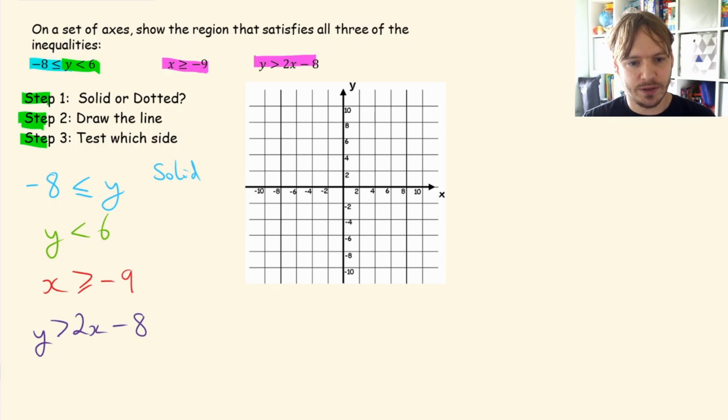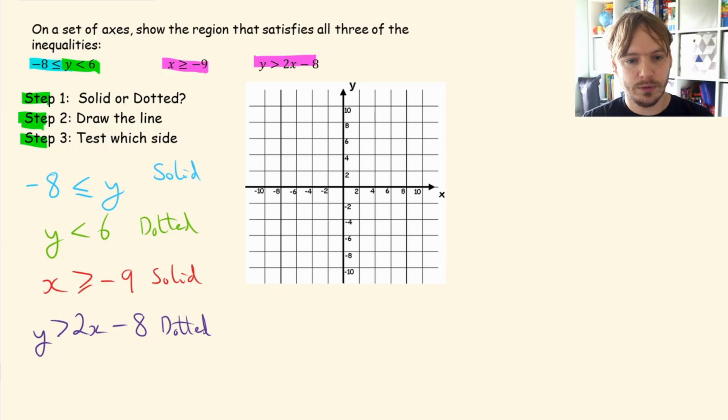This one doesn't have the equal sign, so it's going to be dotted. This one is going to be solid because it does include the equals line, and this one is going to be dotted because it doesn't include the equals line. First question is easy to answer.